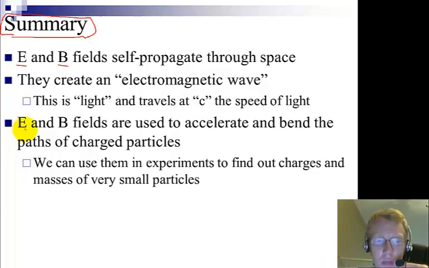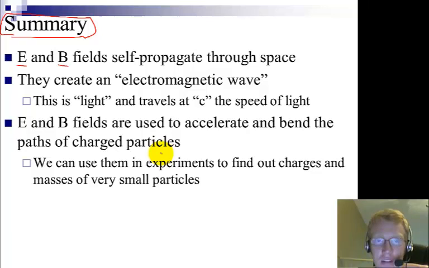And then second thing is we can use these electric and magnetic fields. Typically, I didn't say this before, but typically when we're using the electric and magnetic fields to test in experimental settings, we want to use uniform fields. So that's where solenoids come into play to create uniform magnetic fields, and parallel plate capacitors come into play to create uniform electric fields. So we can use these to bend the path of the charges, and then we can use it in experiments to find out masses or charges or different isotopes like that.